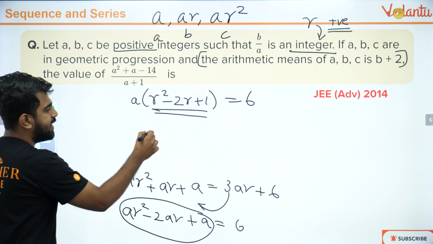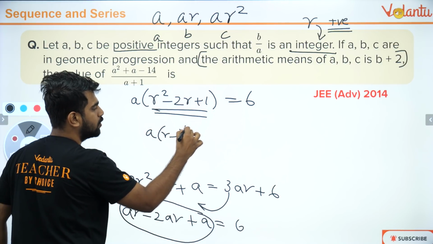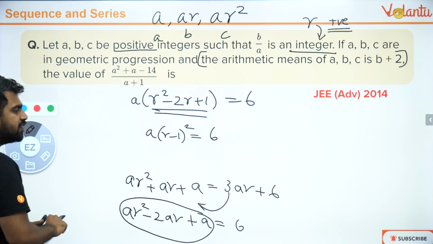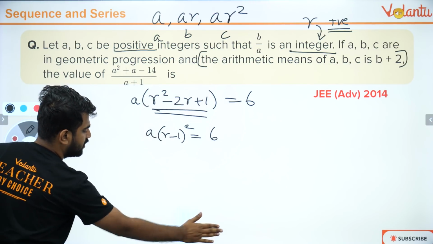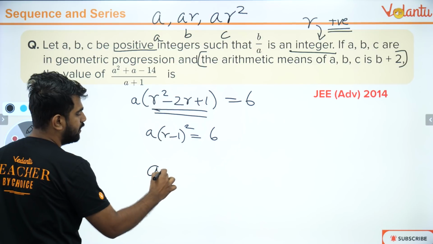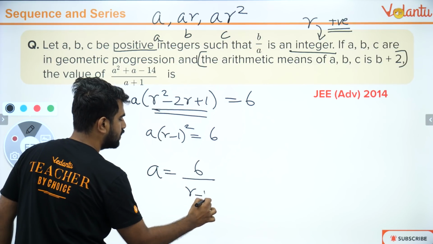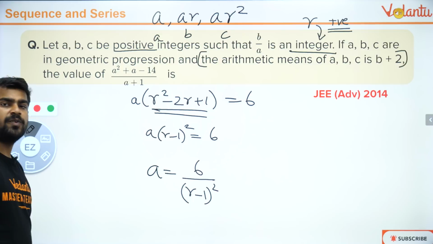So this will be what? A into R minus 1 whole square is equal to 6. After this, it's pretty simple, guys. I'm sure you guys would have done it. Let's finish it off. What do we have? A is equal to 6 by R minus 1 whole square. Now how do we solve it?